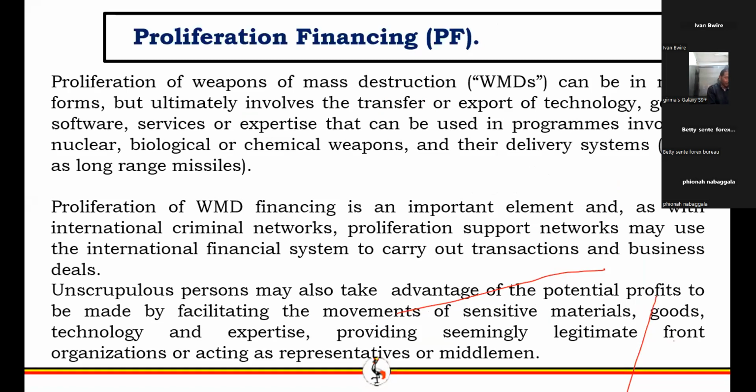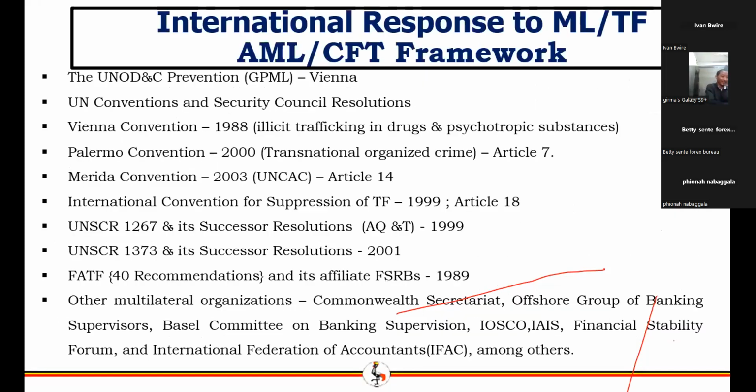So what do we mean by proliferation financing? We prevent the manufacture of weapons of mass destruction or movement or transfer or export of such weapons. So that's what we mean by proliferation financing. In the act of terrorism, these two are interlinked, in that criminals use this to commit terrorism as an act. So there was need to extend the scope or coverage so that we prevent proliferation financing as well, which I have defined as the manufacture, transfer, or movement or export of such technologies of weapons of mass destruction.